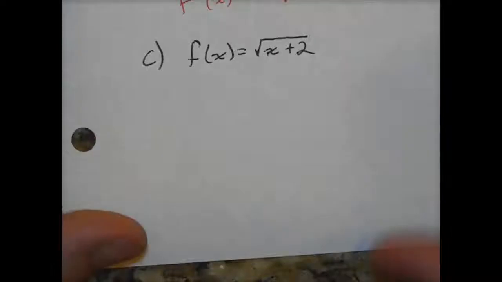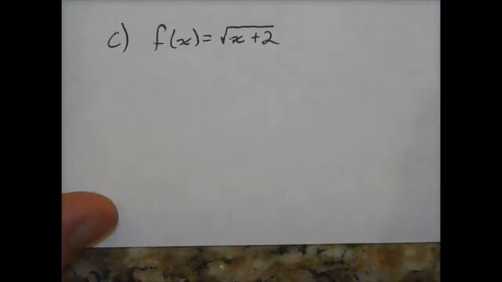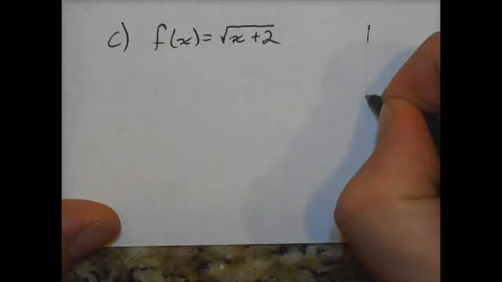All right, now with this one, here we're starting with the square root, so it requires just a little bit more work. If we graph this, this is a square root that has been moved to the left 2.